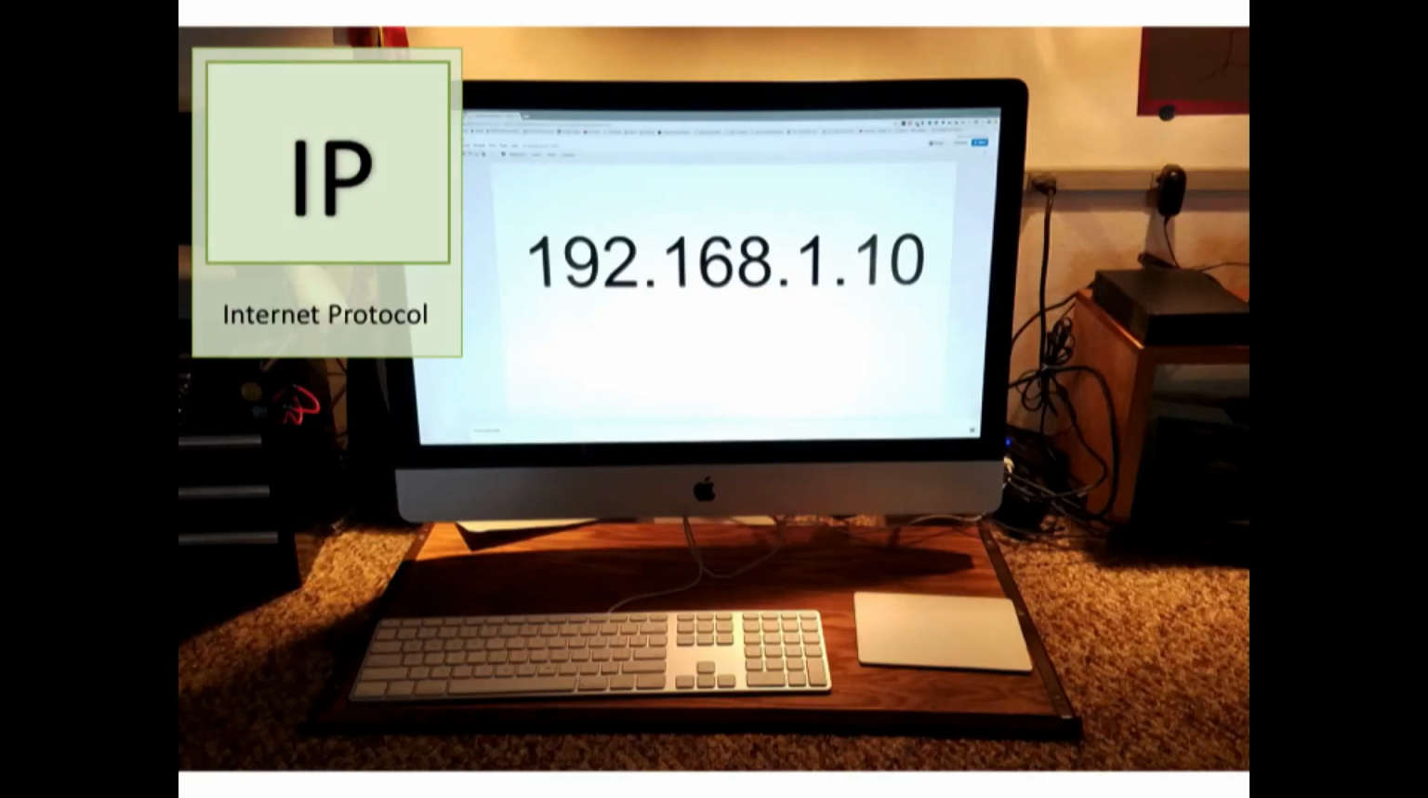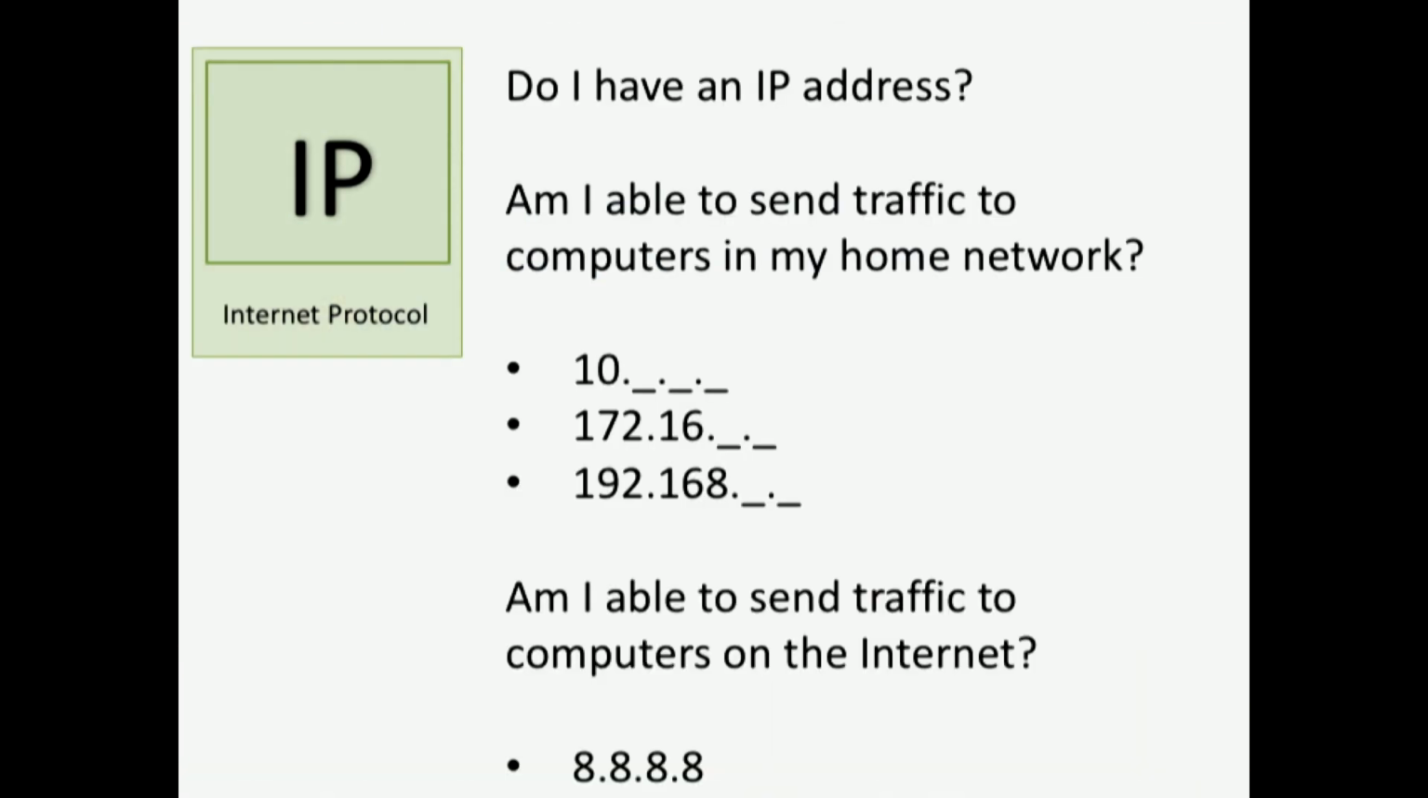You also need to validate that you can send traffic to IP addresses on the internet. You also need to validate that you can send traffic to IP addresses on your home network. So you want to check IP. Does my computer have an IP address? Can I send traffic to the IPs that are in my home network? And can I send traffic to the internet?